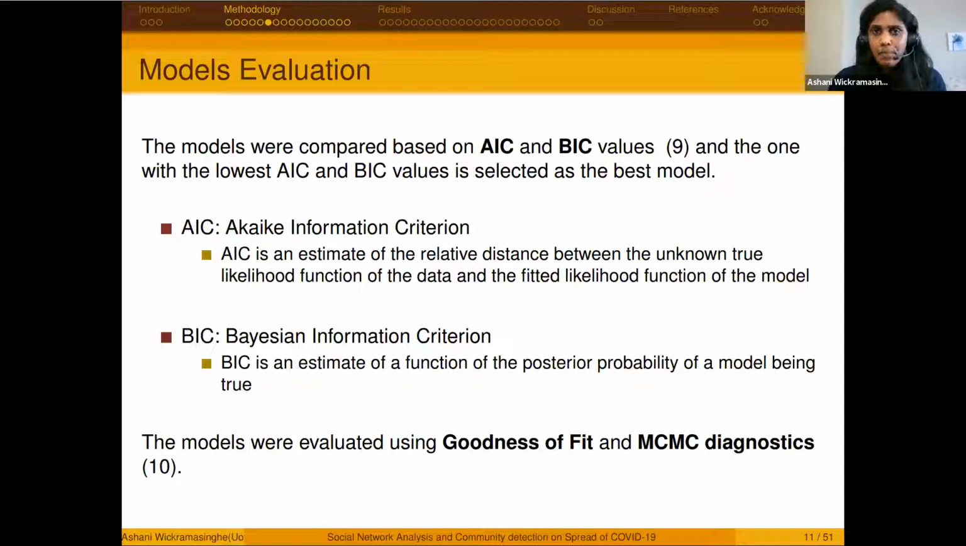If we consider BIC, BIC is an estimate of a function of the posterior probability of a model being true. So if the value is lower, we can say that is the best model. Finally, models were evaluated using goodness of fit and MCMC diagnostics.